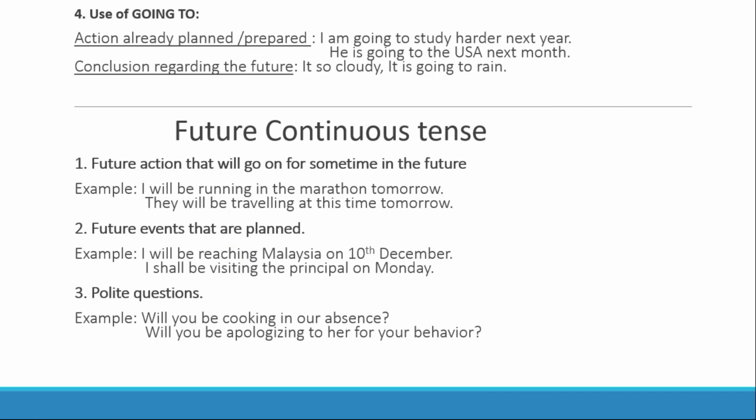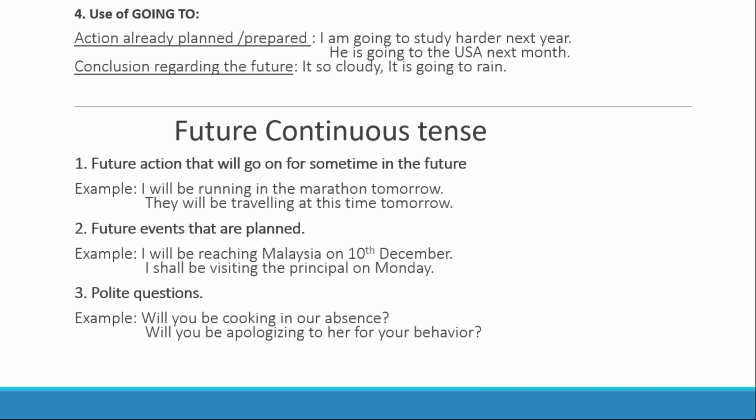Okay, and when are we going to use going to? If you have already planned the action or if you are prepared for it and you're going to do that in the future, you are going to use the words going to. I am going to study harder next year. You've already planned. Yes, this year I didn't study, but I am going to study. He is going to the US next month. So it is already an action which has been planned. So he is going to the US next month. So usually we use will or shall, but sometimes we're going to use going to in the future.